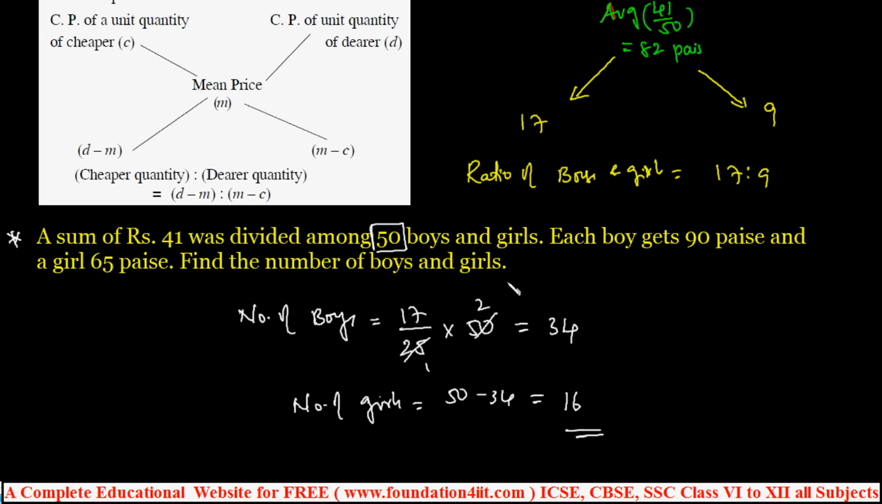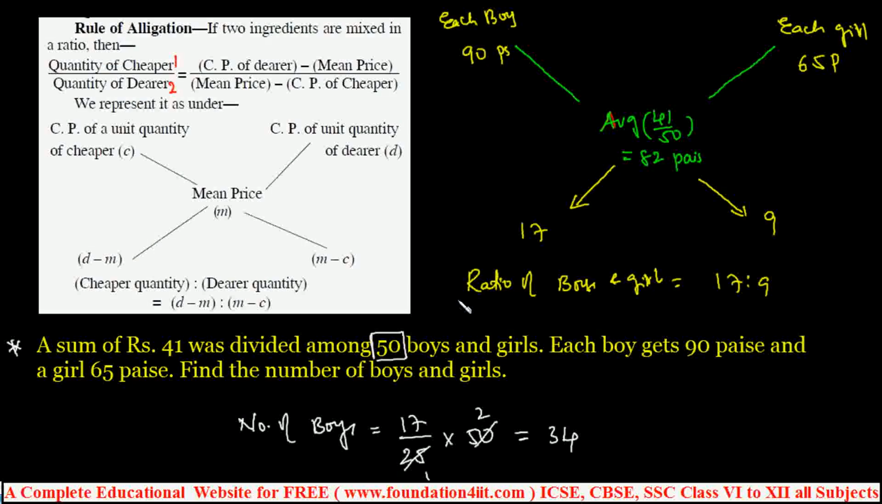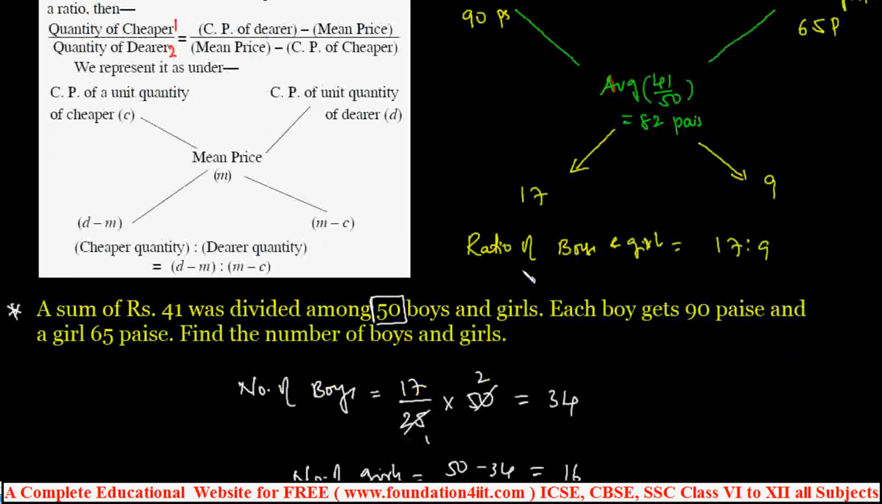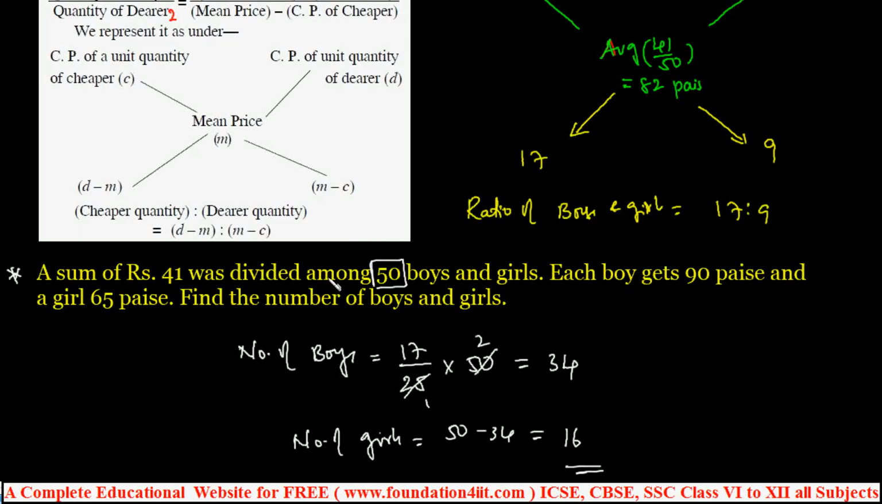So there is no need to take x and y and solve the problems. Just remember the alligation rule. The average we take at the center, the two quantities on top, and subtract them to get the quantities down. Don't get confused. I will show a few more problems. So based on this rule, let us see a few more now.